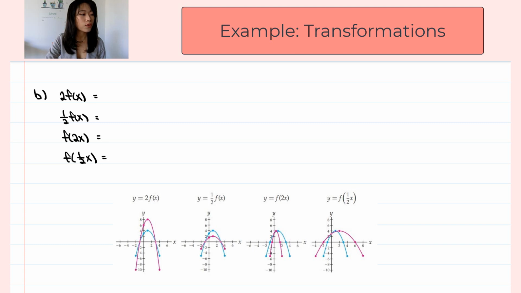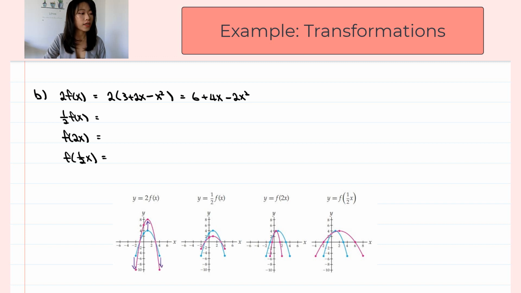The first one is 2f of x. So 2 times the function, 3 plus 2x minus x squared, which equals 6 plus 4x minus 2x squared. From the graph, we see that it is a vertical expansion. When y is positive, it doubles and moves upward. And when the y values are negative, they move downward, and the values double.